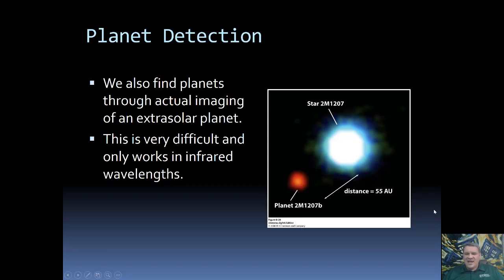So this is an infrared image. Here in the middle is the star, and over here, this red blob is actually a planet that we've been able to detect.